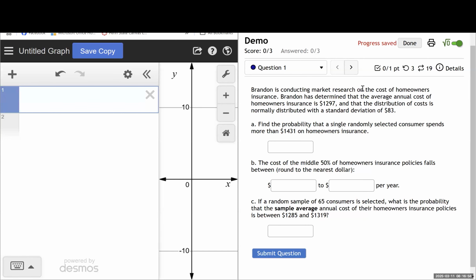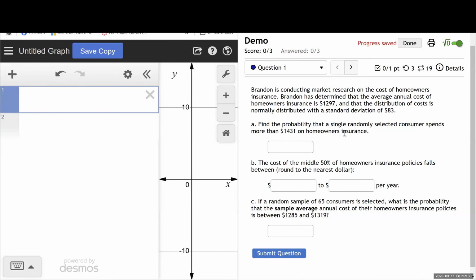In this question, we are given some information about the average annual cost of homeowners insurance, and we're told that the distribution of cost is normally distributed, and we're given the standard deviation. So this information, the mean and the standard deviation given in the first paragraph, is telling us about the underlying X distribution.